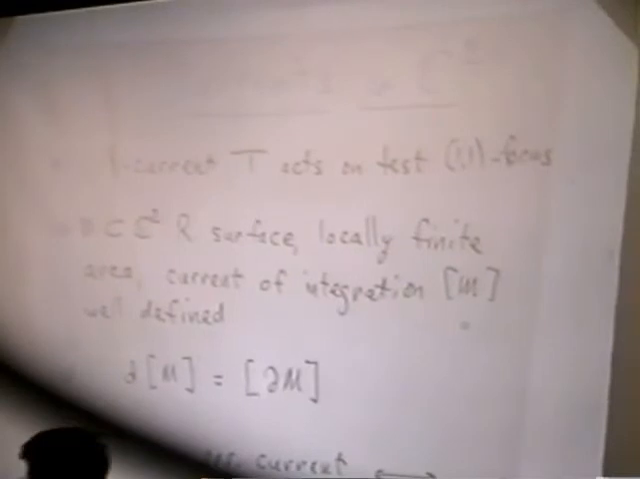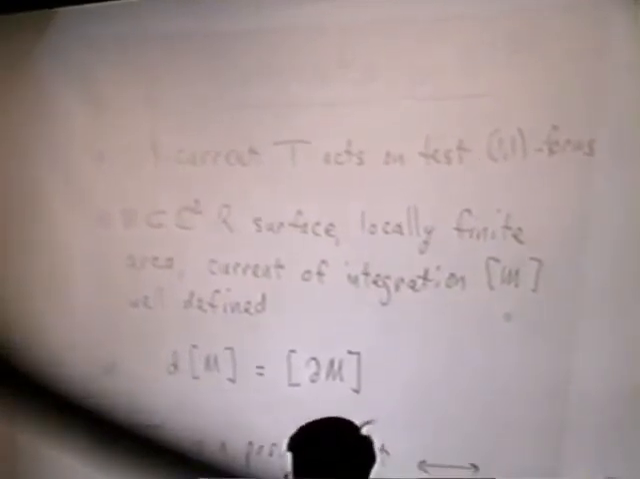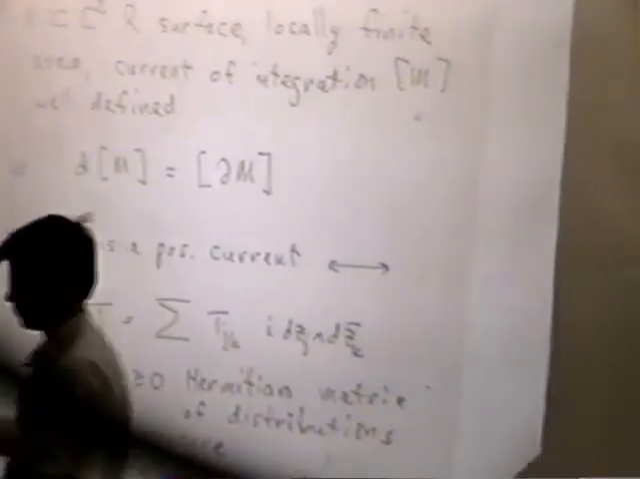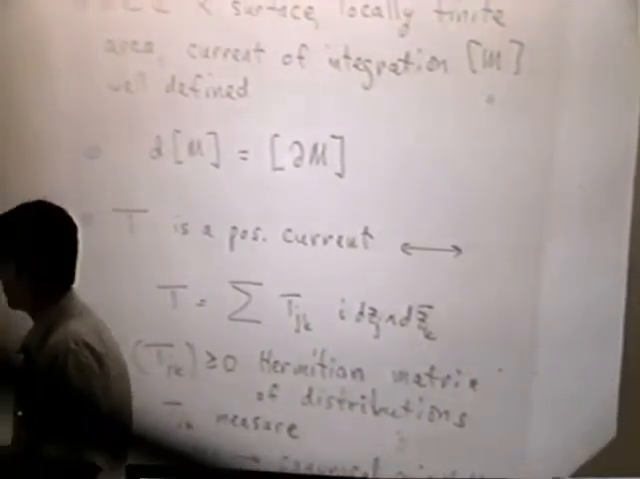And a current is an object sort of like a distribution, except instead of acting on test functions, it acts on test forms. A 1-1 current here acts on 1-1 forms.